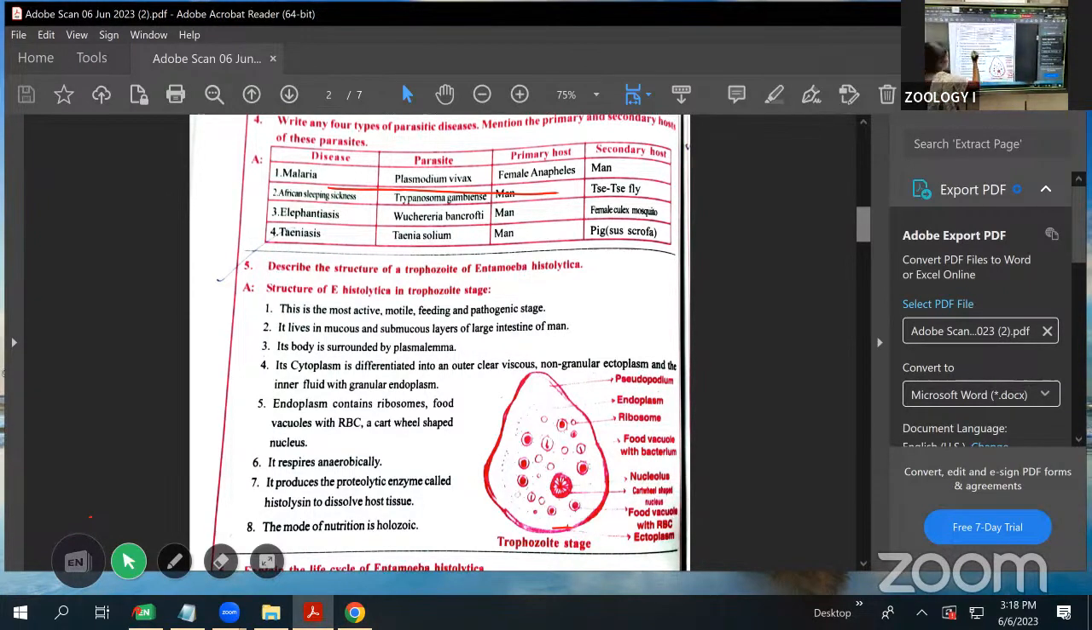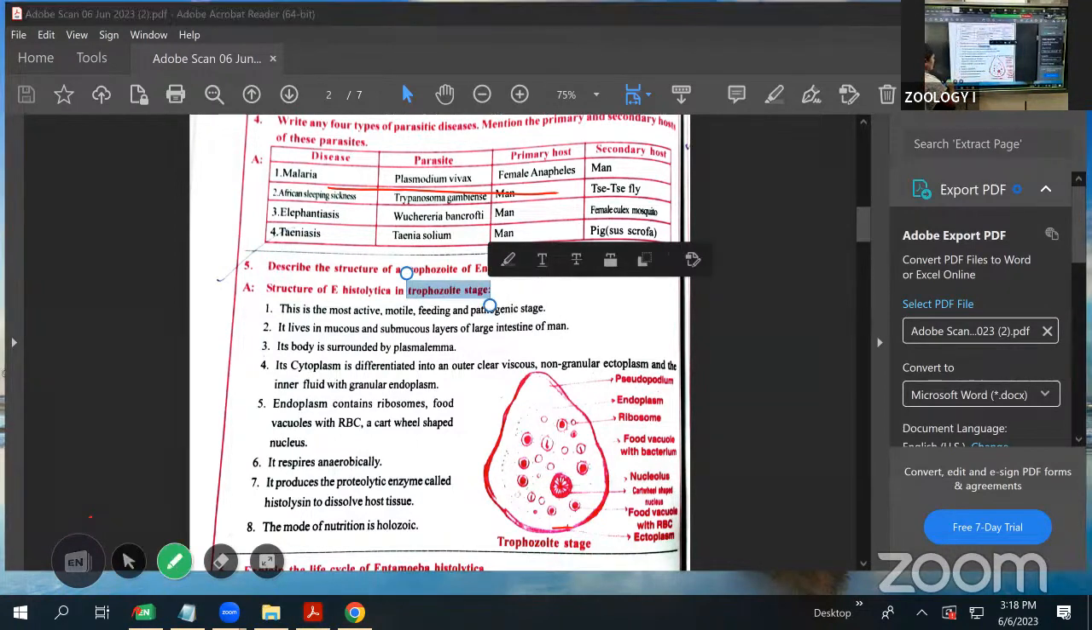The Entamoeba histolytica trophozoite stage. Here, this is mainly the trophozoite stage. See, a single pseudopodium is present. This is the most active, motile, feeding and parasitic stage. The cystic stage and the pre-cystic stage are inactive and non-motile stages, but the trophozoite is active, motile, feeding and pathogenic. It causes the disease, that's why we call it the pathogenic stage.